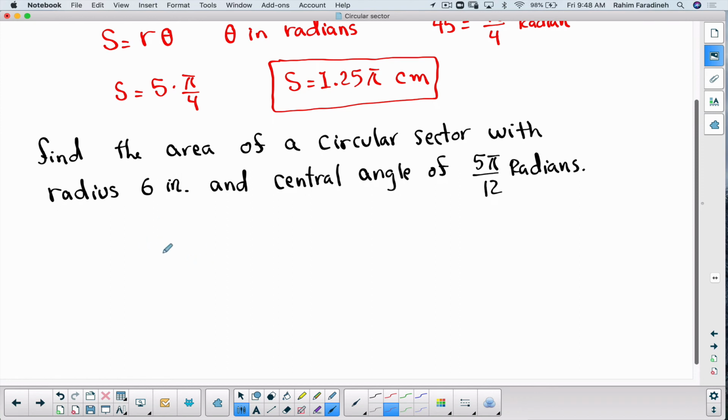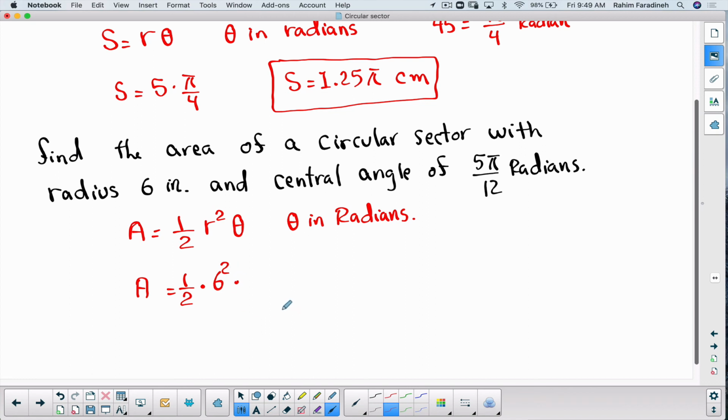The formula for the area of a sector is 1/2 r squared theta. Once again, theta must be in radians. Now the radius of this circle is 6, and the central angle of this circular sector is 5 pi over 12 radians. So there is no need to make any conversion. In the last example, we had it in degrees and we had to convert it to radians before we applied the formula.